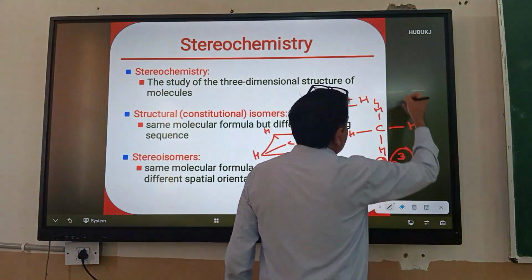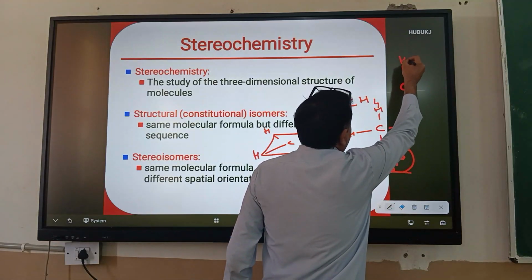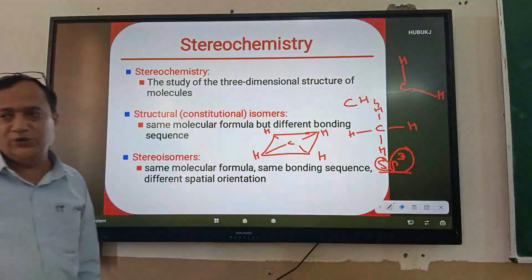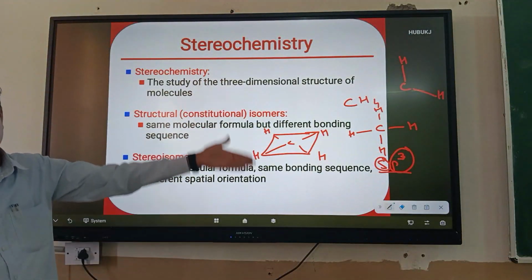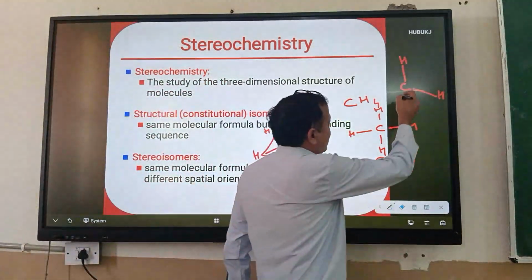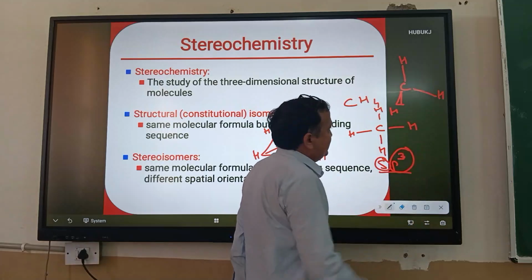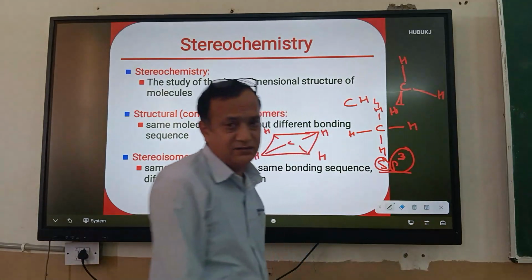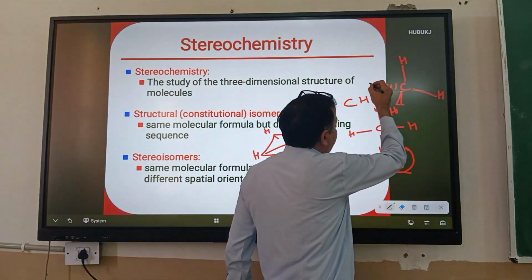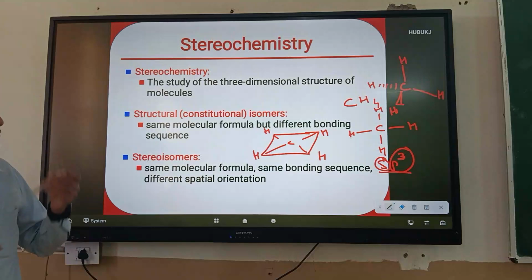So how can you represent this structure? First, keep two hydrogens and the carbon in one plane, as it appears on the smart board. We are left with two hydrogens. One hydrogen is projected towards you, and it is represented with a dark wedge. The other hydrogen is away from you, and it is represented with a dashed wedge. Let us see.